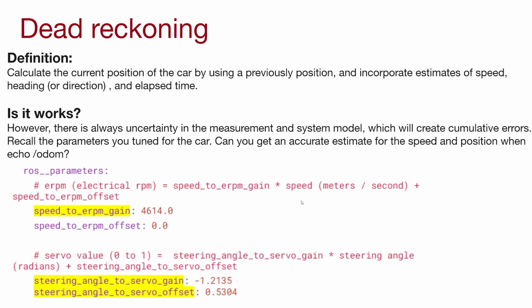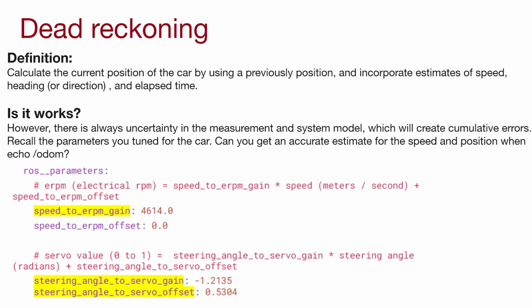However, as you can see from the parameter tuning last week, there is always uncertainty in the measurement and system model, which will create cumulative errors.